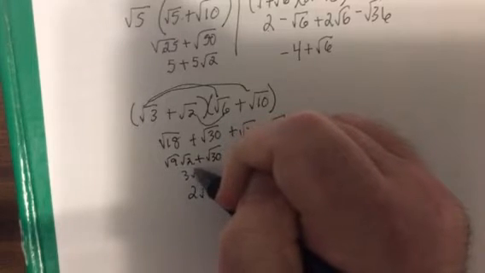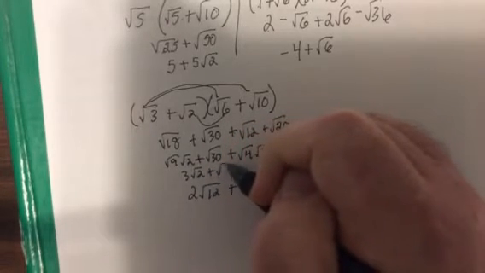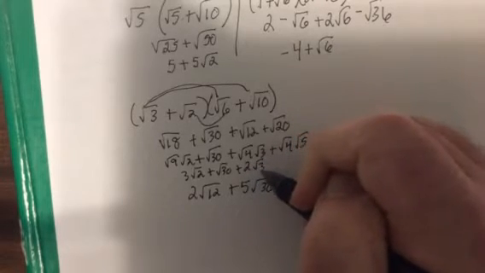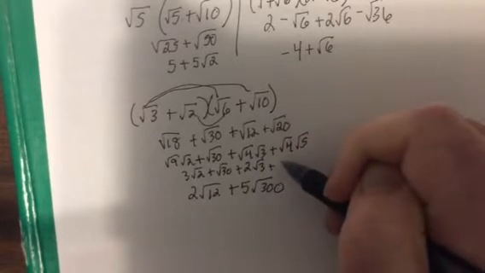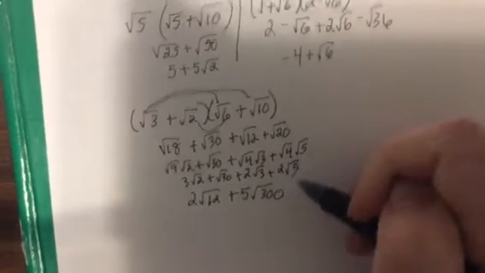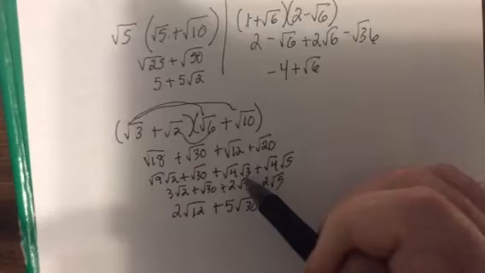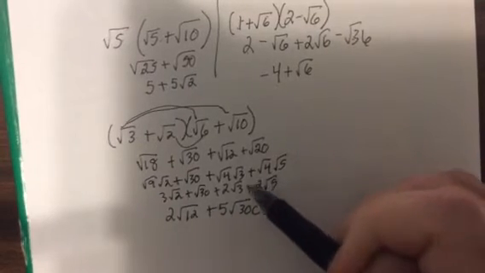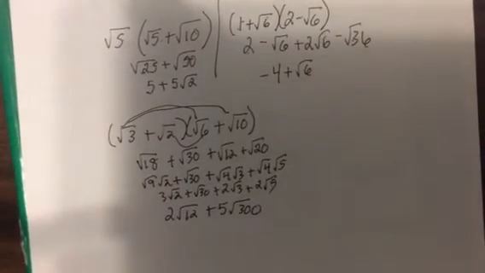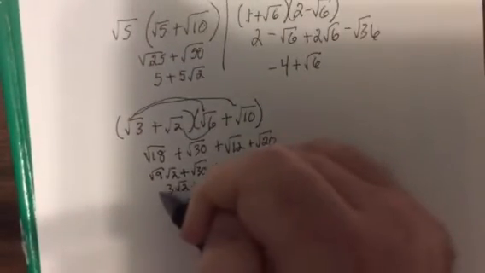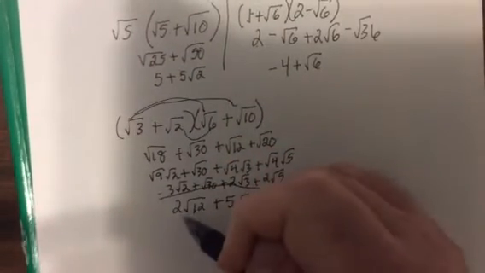So this would be 3 square root of 2 plus square root of 30 plus 2 square root of 3 plus 2 square root of 5. Now notice, sometimes we combine a lot. Sometimes you can't combine anything. We got a 5, 3, 2, nothing in common. Now, this last one, it kind of looks, there we go.